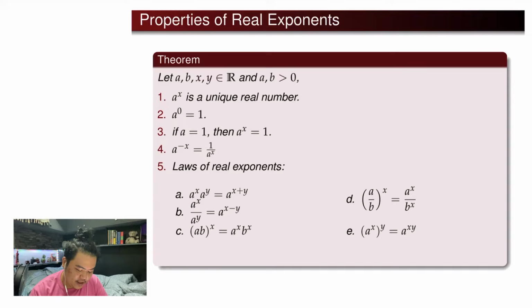And we have here power of a product. So, pwedeng parang binibigay mo lang siya. So, quantity a b raised to x is equal to a to the x, b to the x. At ganun din kapag quotient. A over b, quantity raised to x is equal to a raised to x divided by b raised to x. And we have here the power to a power, a raised to x raised to y is equal to a raised to x times y.